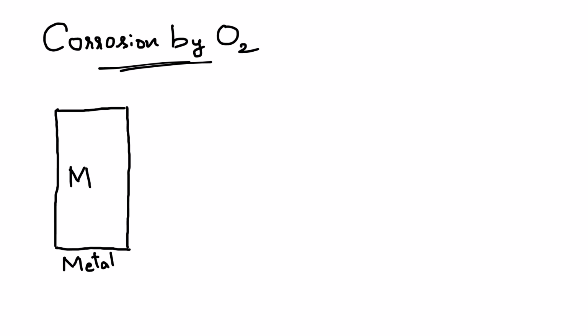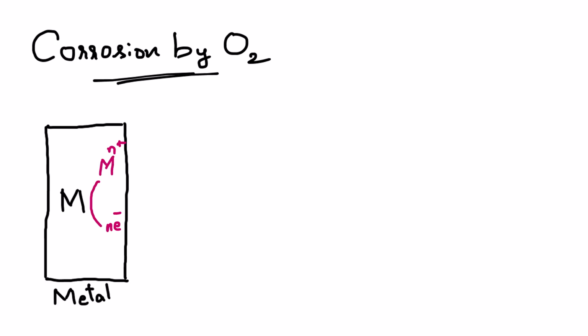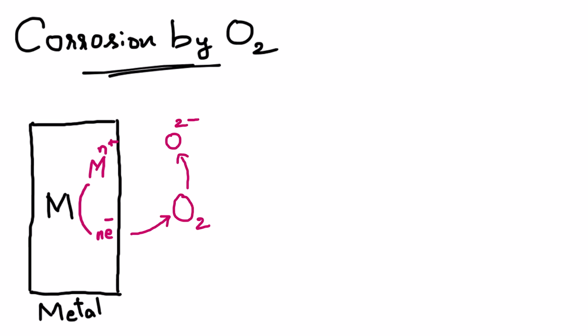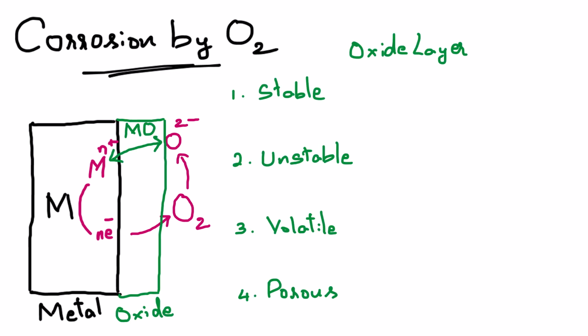Corrosion by oxygen mechanism: consider a metal M. It undergoes oxidation and forms Mn+ and releases electrons. That electron is utilized by the oxygen and it forms oxide ion. The oxide ion and the metal ion react together and form a metal oxide layer. And this oxide layer can be stable, unstable, volatile or porous.